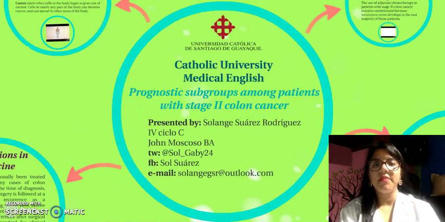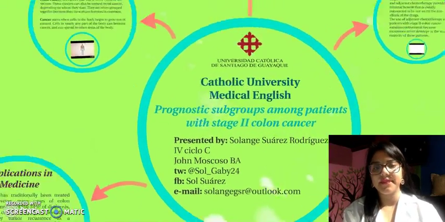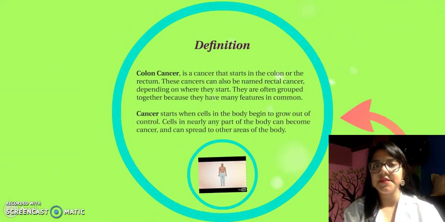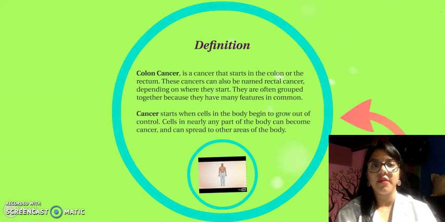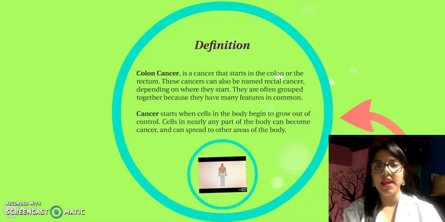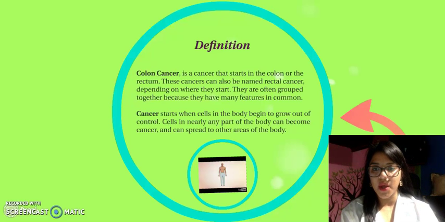Prognostic subgroup among patients with stage 2 colon cancer. Definition: colon cancer is a cancer that starts in the colon or the rectum. This cancer can also be named rectal cancer, depending on where it starts. They are often grouped together because they have many features in common.